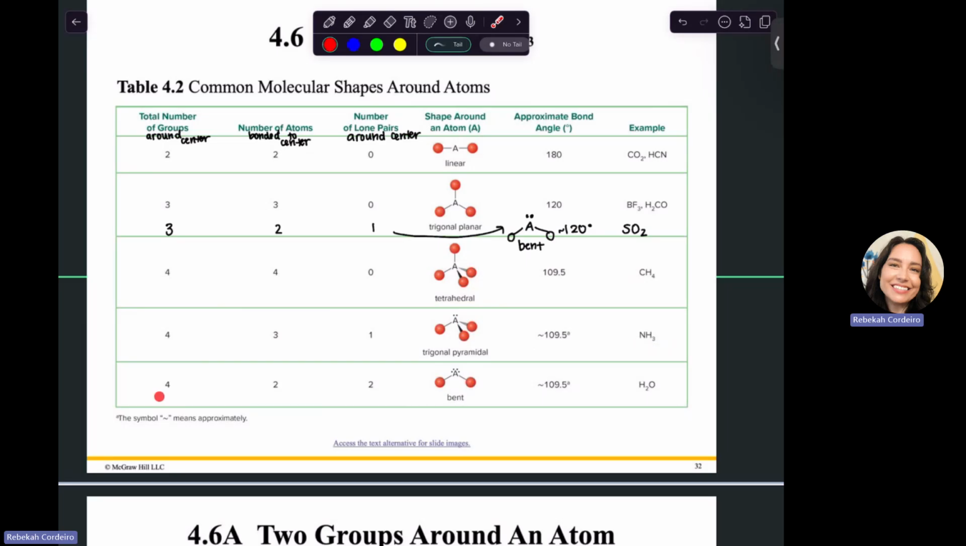Then we have four things around the center, but with a split of two and two. So two bonds, two lone pairs. This is bent. Again, those lone pairs push things down. This one is back in the plane of the paper. So if it doesn't have a wedge or a dash, it's not popped out in three dimensions. It's just flat in the paper. This one is also a little bit less than 109.5 because those lone pairs are pushing down on those bonds, making the angle a little bit smaller. Classic example for this is H2O.